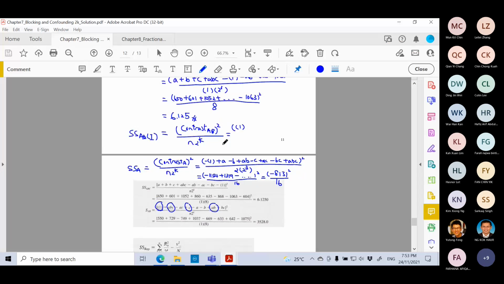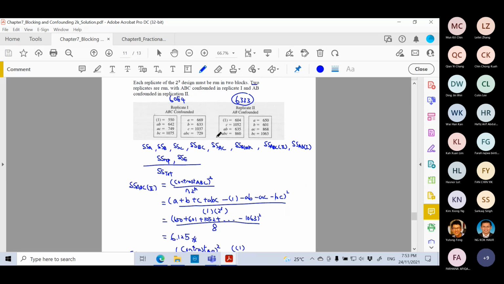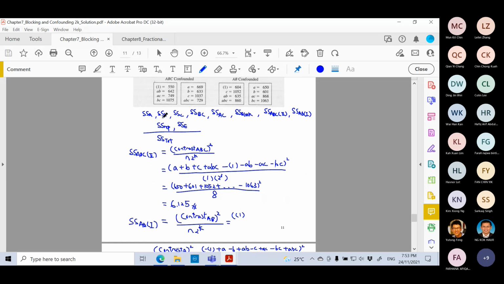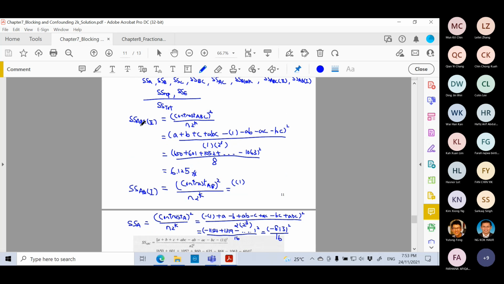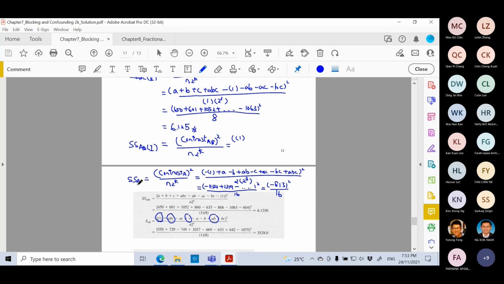Okay, let me repeat the partial confounding. We get the sum of squares for A, B, C, BC, and so on. I have shown you how to get the sum of squares for ABC from replicate 2. You get the sum of squares for AB from observation number 1, and then the sum of the AB. The sum of squares for A we get from here. I have shown it to you.